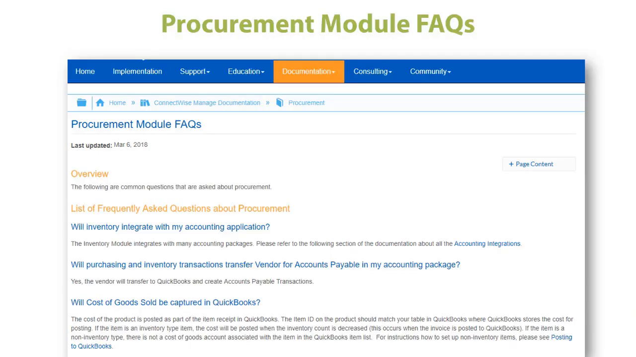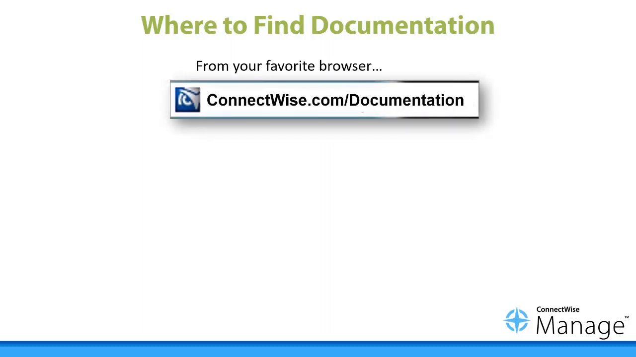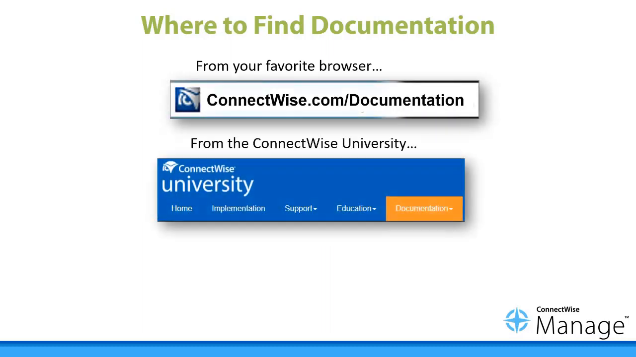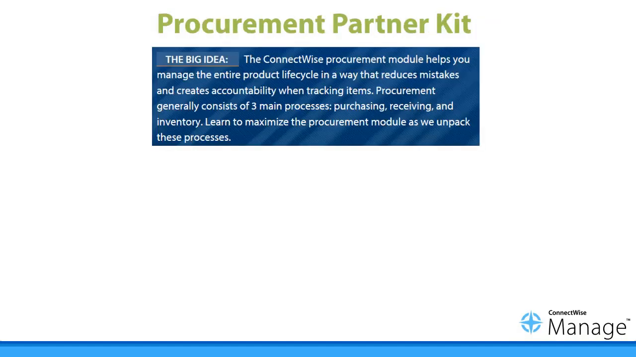There is help. Documentation covers the most common questions with answers that are asked about procurement. To find documentation, enter connectwise.com/documentation. From within ConnectWise University, click the Documentation tab, or in ConnectWise Manage, click Help, found in the top right corner of most screens.